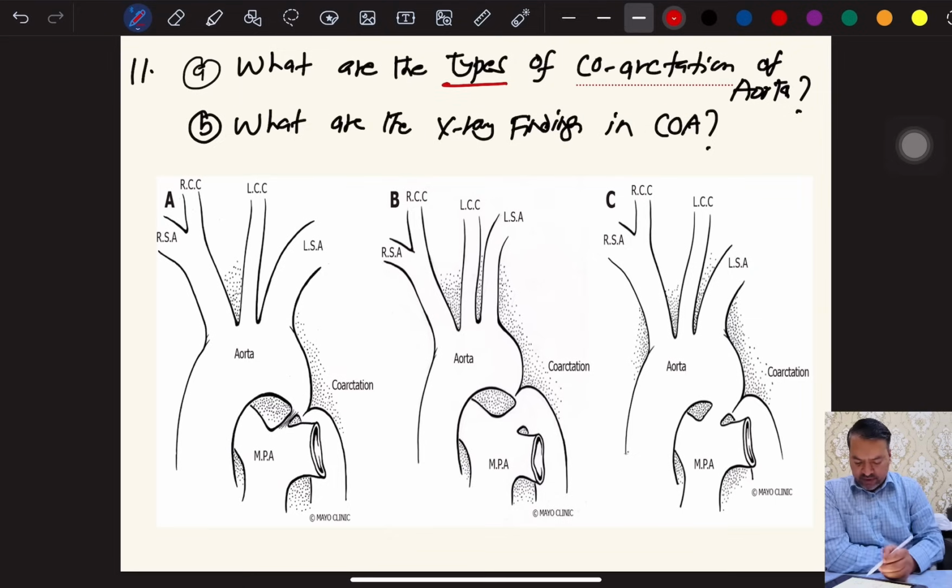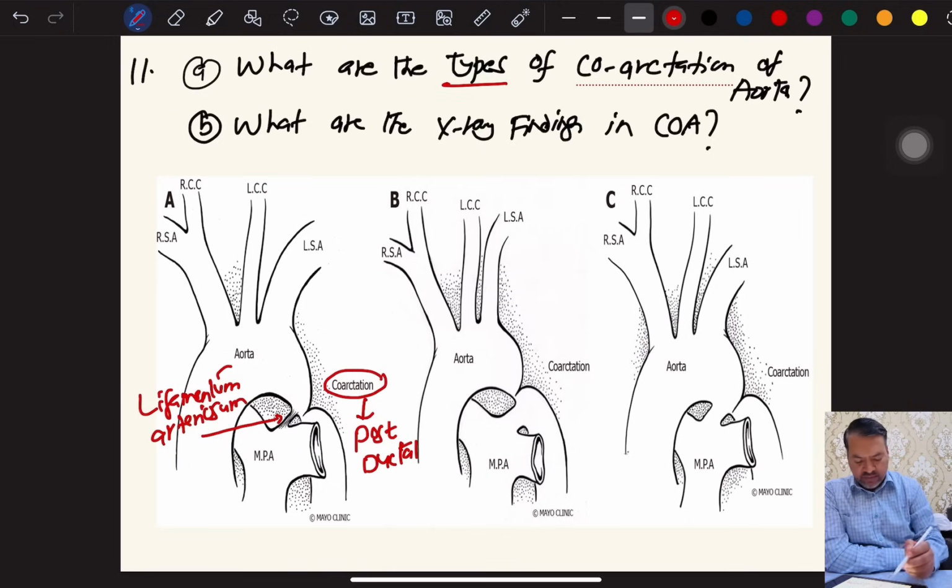So A is, see this coarctation of the aorta is present distal to the ligamentum arteriosum. This is ligamentum arteriosum, and this ligamentum arteriosum is developed from ductus arteriosus. Everybody knows that. So it is distal to that. So this is called postductal coarctation of the aorta.